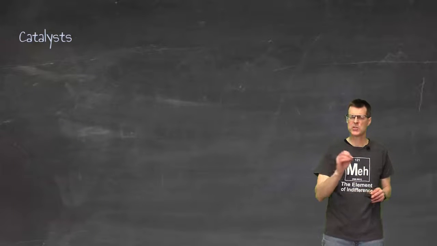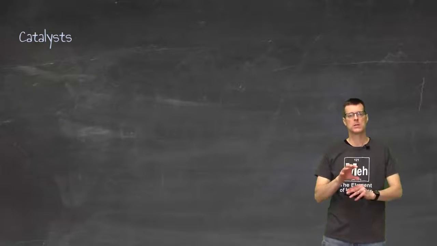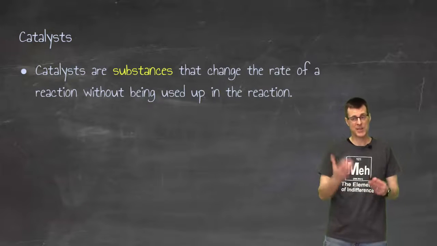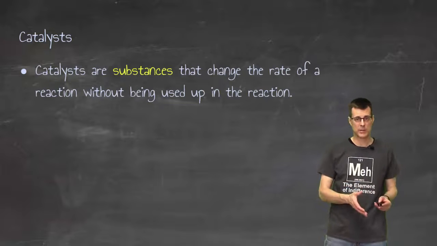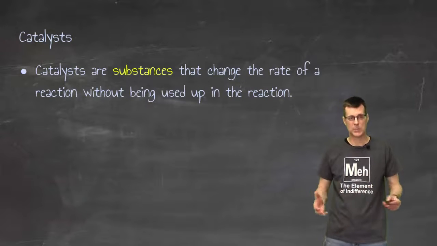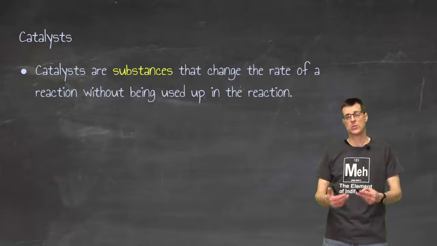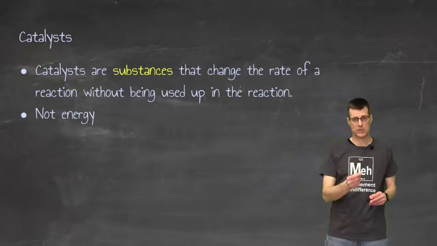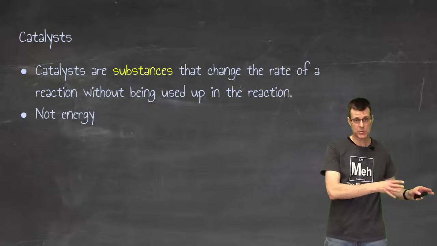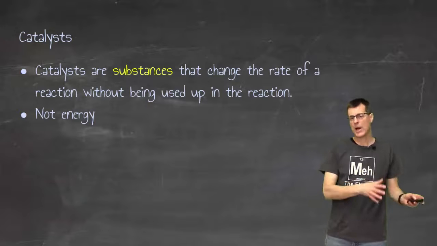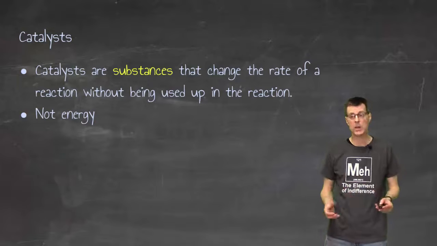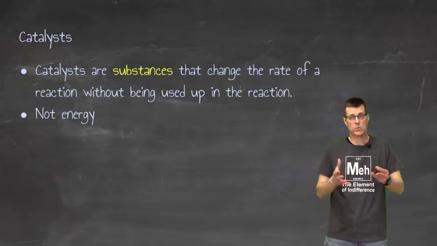I do want to spend a minute talking about catalysts because it's hard to get a good handle on them once we get into class. A catalyst by definition is a substance that increases the rate of a reaction without being used up. So it's not a reactant, but it changes the speed of the reaction. I want to emphasize a couple of things. One, it is not energy. Changing the temperature also speeds up a reaction, but catalyst and temperature are not the same. Temperature represents heat energy, and a catalyst is an actual physical thing.